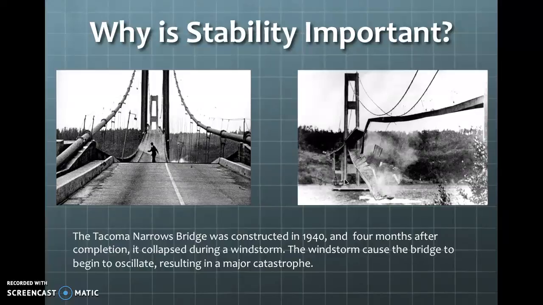The wind caused the bridge to start to oscillate, and because the system was unstable, the bridge began to move more and more until it eventually broke. This is a mechanical example that demonstrates why we need to know the stability of our system.